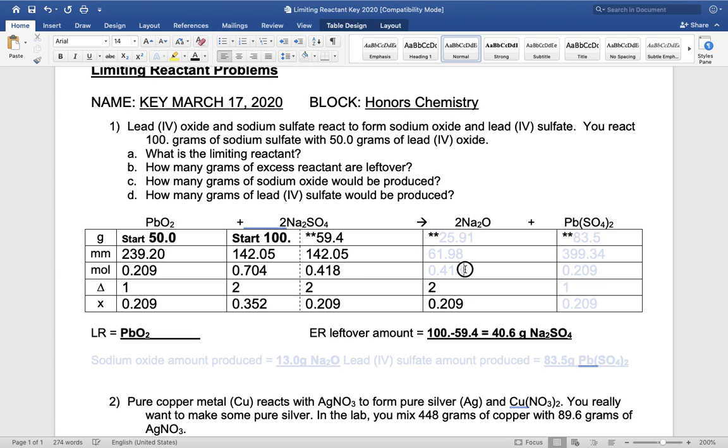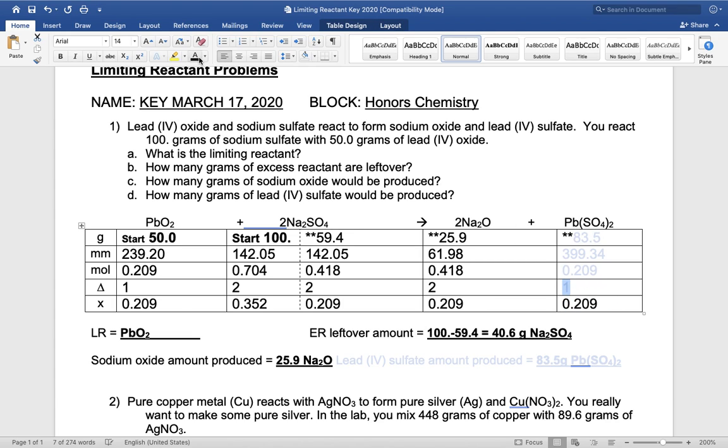So 0.418, and actually it's 25.9. So sodium oxide 25.9. And then let's do the lead 4 sulfate.